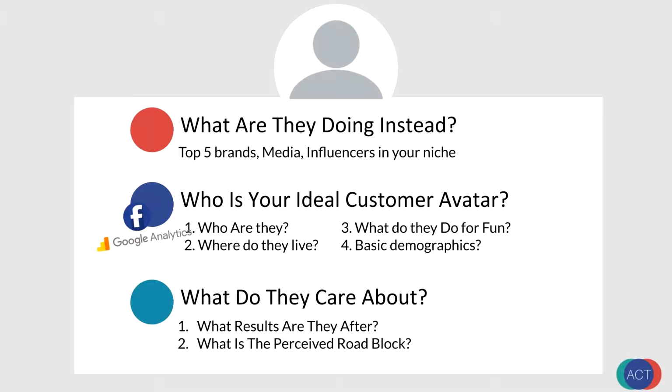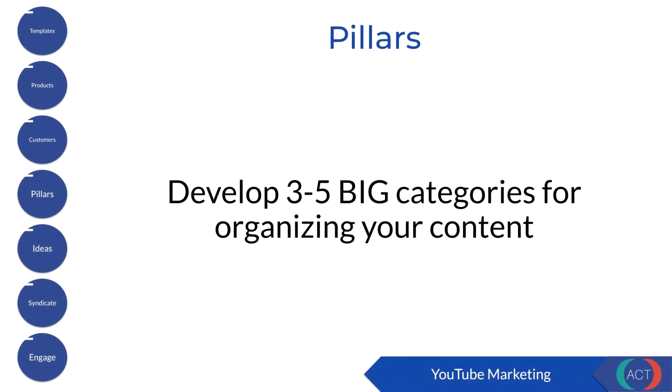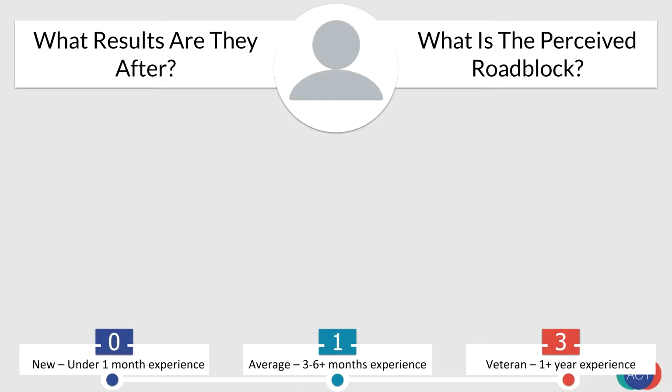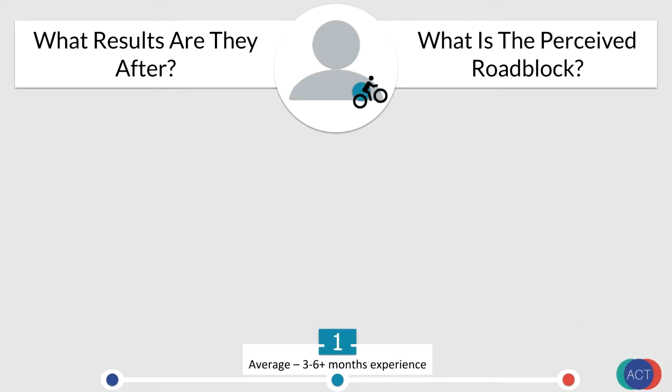Here, for creating our content pillars, we're actually going to focus on these last 2 questions. And your content pillars are what you're going to use to organize all of your content. So at this point, we've talked about your product. We have a brief understanding of who your ideal customers are. And now it's time to ask the 2 most important questions when it comes to creating your content. What results are they after, and what do they think is getting in the way of the results that they want?